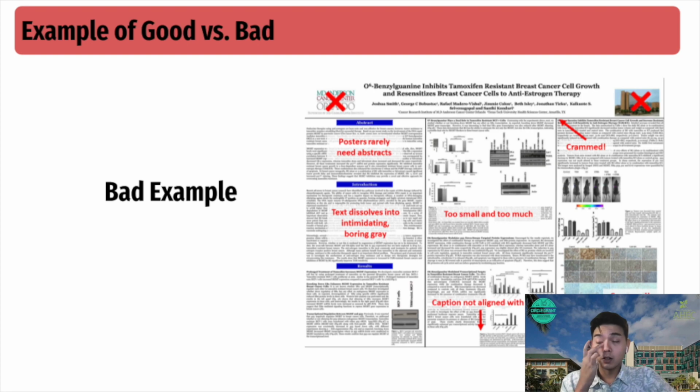So right here, we are looking at an example of what not to do with the poster. As you can see with this poster, everything is very crammed. It's too small, too much. None of the captions are aligned with the figures. The text really doesn't look that well because it's just black and white, so it's not that appealing, could be very boring. And also it has an abstract, and in this situation, posters rarely have an abstract.